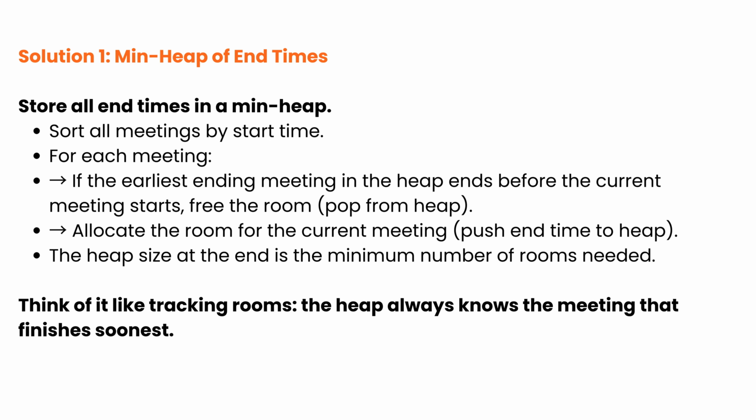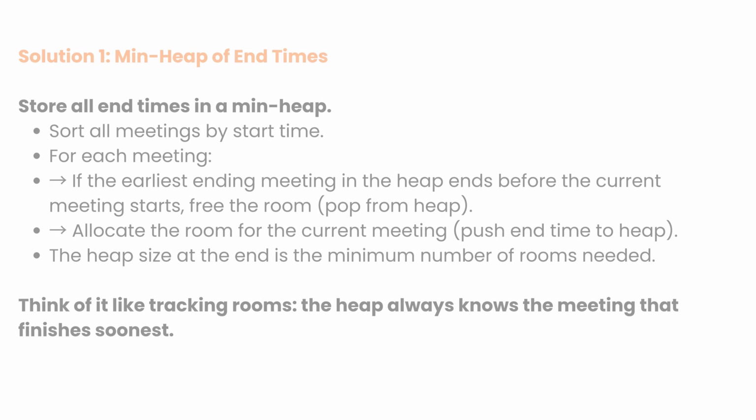The idea: store all end times in a min heap. Sort all meetings by start time. For each meeting, check if the earliest ending meeting in the heap ends before the current meeting starts. If yes, free the room by popping from the heap. Allocate a room for the current meeting by pushing its end time to the heap. The heap size at the end is the minimum number of rooms needed. Think of it like tracking rooms. The heap always knows the meeting that finishes soonest.